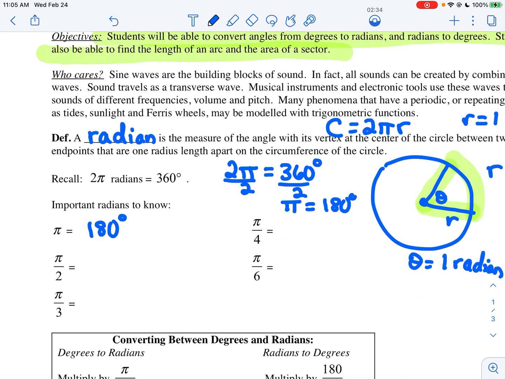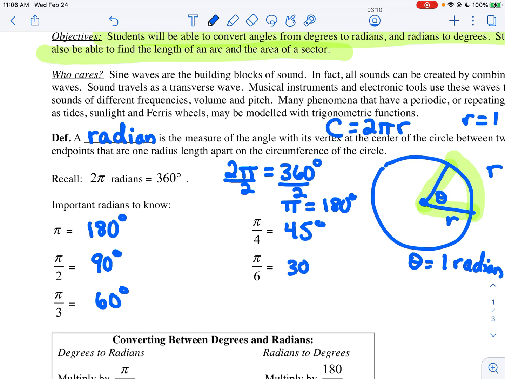What would pi over 2 be? Well, pi over 2 would be 90 degrees. What's pi over 3? Well, pi over 3 would be 60, because remember, pi is 180. Then what is pi over 4? It's 45 degrees. And the last one, what is pi over 6?